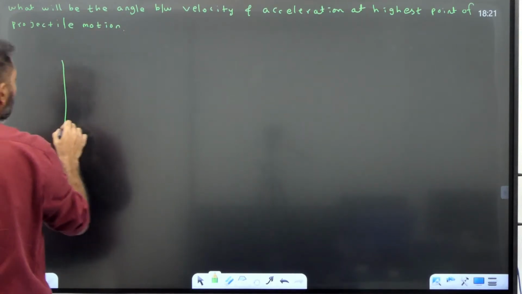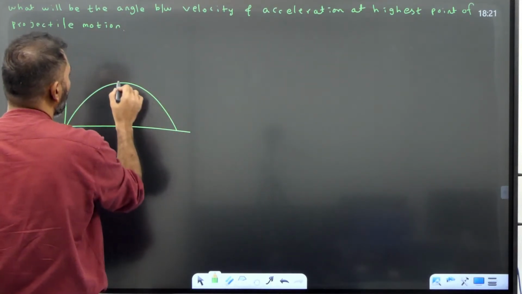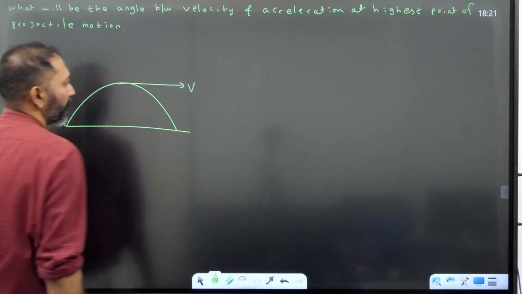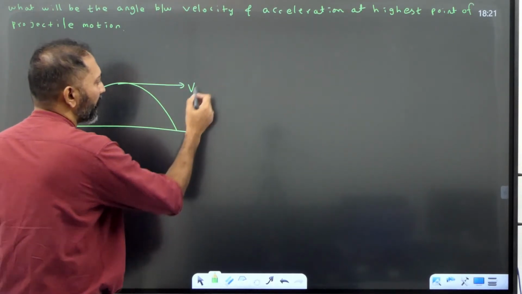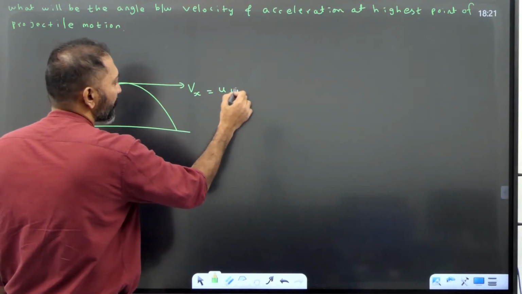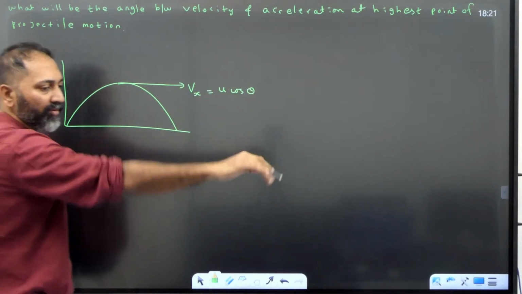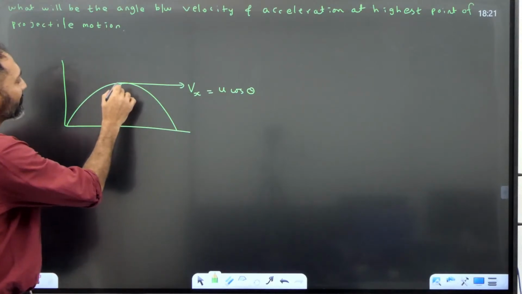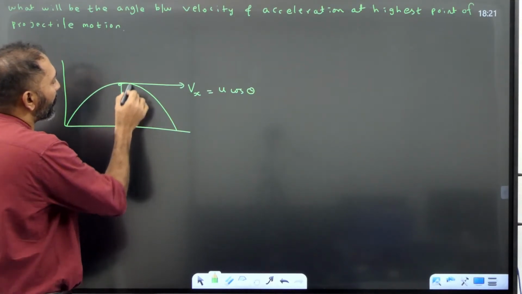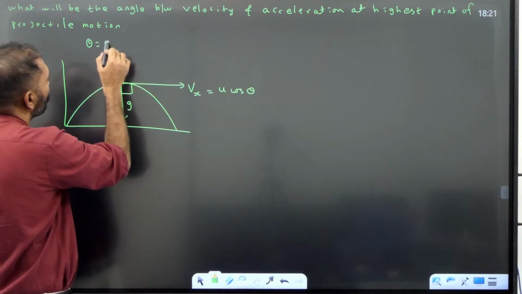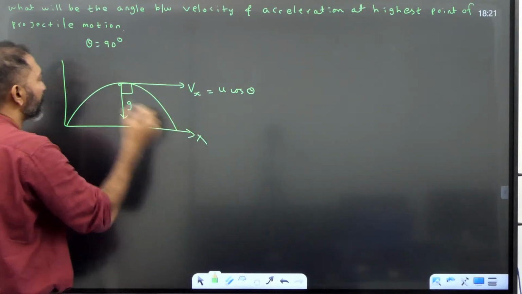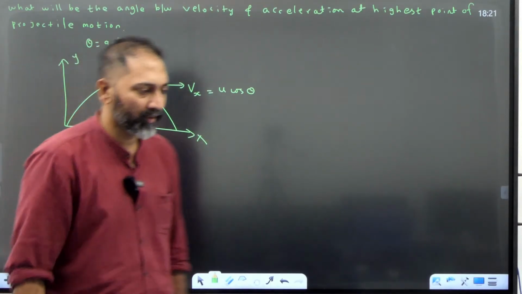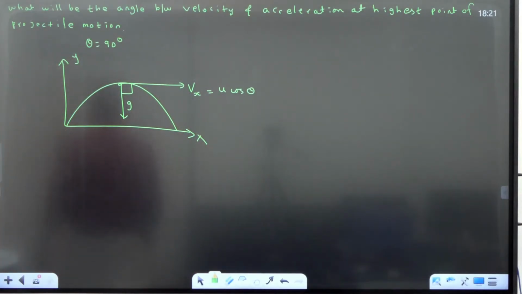See, this is projectile motion. At the highest point, there is only the horizontal component, which is u cos theta, because we know that u cos theta remains constant. Now there is acceleration due to gravity acting vertically downward. So what is theta? Theta equals 90 degrees. Any doubt? We have seen that the vertical component becomes 0 at the highest point. So there is no contribution from the vertical component at the highest point.